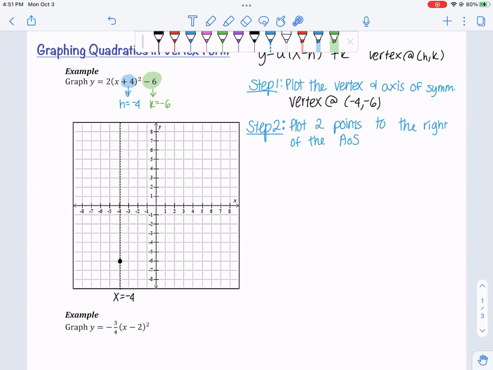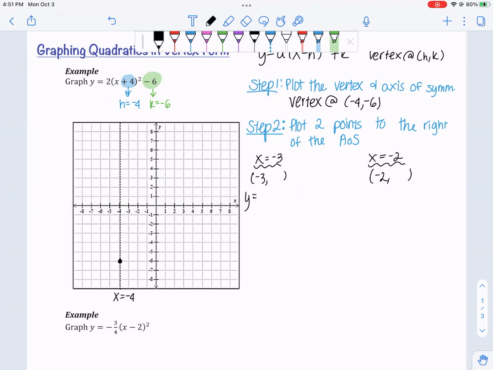The x value of our vertex is -4. So if you're looking at x values that are to the right of that, you can just choose the immediate 2 to the right, -3 and -2. So we'll do x equals -3. We'll do x equals -2. We'll be plugging these values into our equation to find y values, and that will give us coordinate points. So these coordinate points are going to end up being -3 comma some y value and -2 comma some y value.